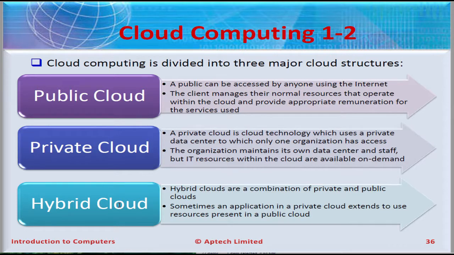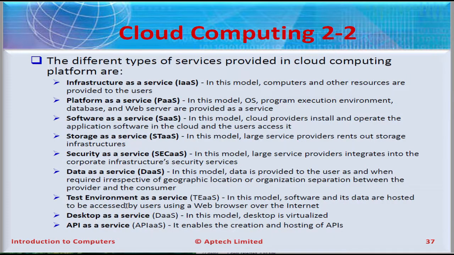This is usually for backup purposes, okay? The different types of services provided in the cloud computing platform are given below. We have infrastructure as a service, and in this model, computers and other resources are provided to the users. This is like when you hire a car, okay? So you hire the computers and everything else.